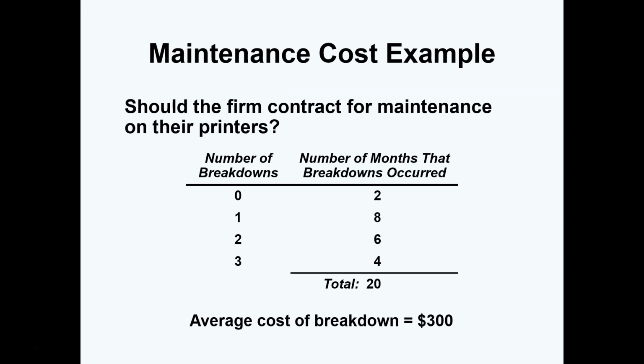Let's look at an example. A company that would like to have printing capabilities doesn't know if they need to contract some third party for maintenance, or they just do it themselves. They looked at the number of breakdowns and the number of months that breakdowns occurred, and they got the table shown in this slide. The average cost of a breakdown is $300, and that's for a breakdown to be fixed.